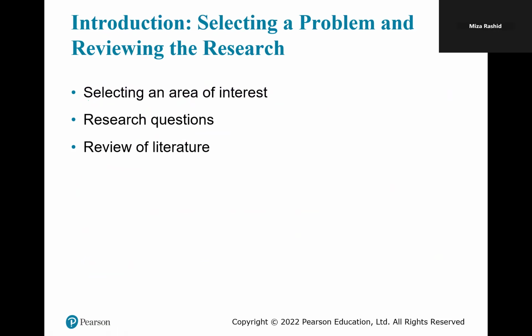So selecting a problem and reviewing the research is about you finding a topic of interest, an area of interest, and then developing questions about that area of interest, and then searching for literature that has communicated about these topics. Okay. So let's say that you are interested in understanding mental health. Right. That is a very, very broad area. So you should question further, like, what is mental health?